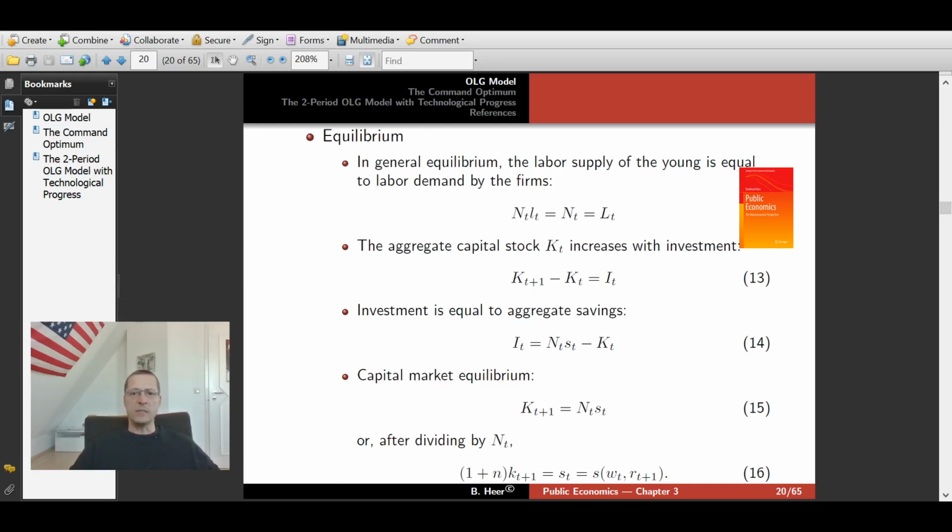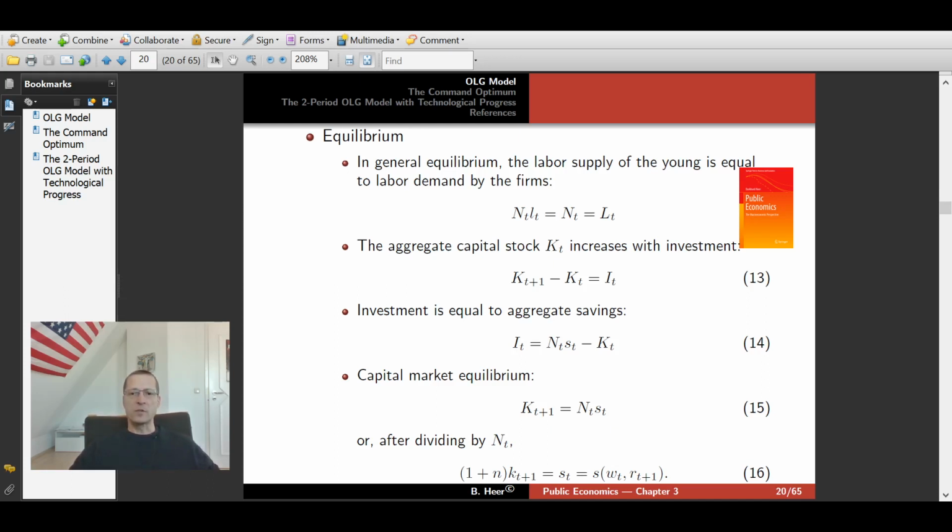And investment is equal to aggregate savings. Now, aggregate savings, we have the young people. They each save lowercase s, and we have N_t young people. So N_t s_t is savings of the young people.